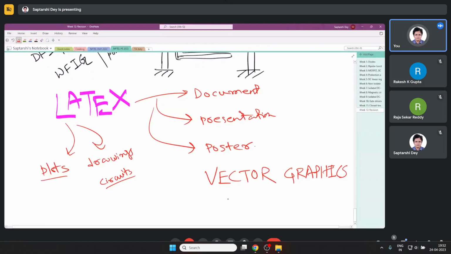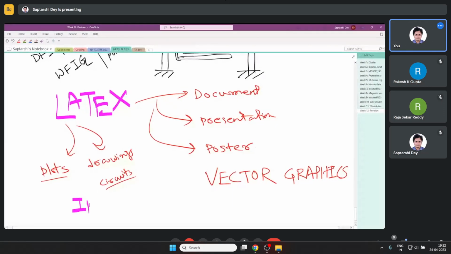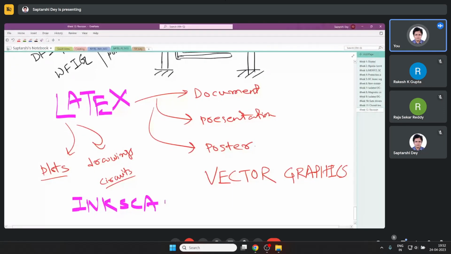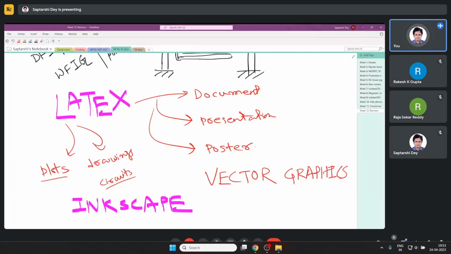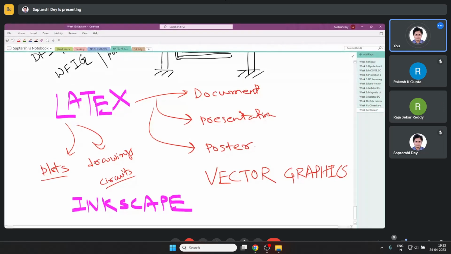Vector graphics. So whatever drawings you make using LaTeX are all vector graphics. Since this came up, I will tell you about another software, again free software, Inkscape. Very powerful software. You can use it for your technical drawings. It also makes all vector graphics, and at the end you will get very wonderful, very professional looking outputs. So I would recommend you to use these things extensively.